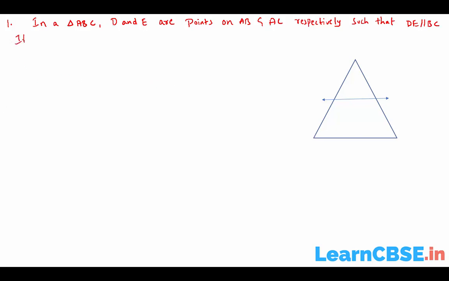If AD equals 2.4 centimeters, AE equals 3.2 centimeters, DE equals 2 centimeters, and BC equals 5 centimeters. Find BD and CE in the triangle ABC.